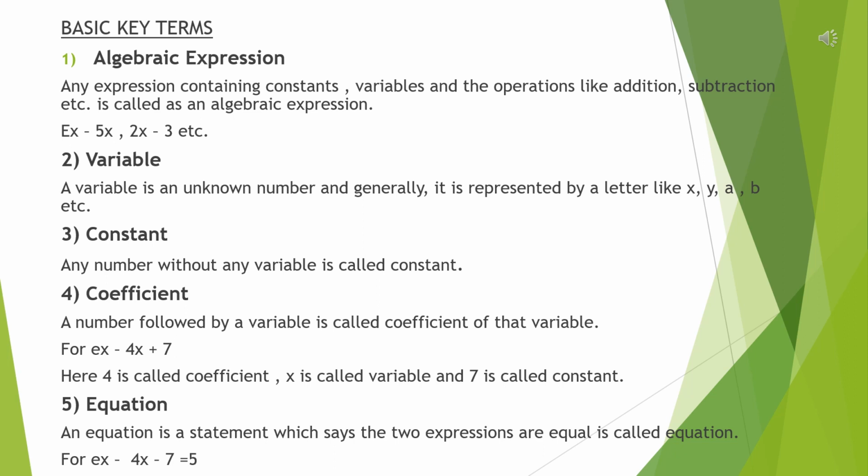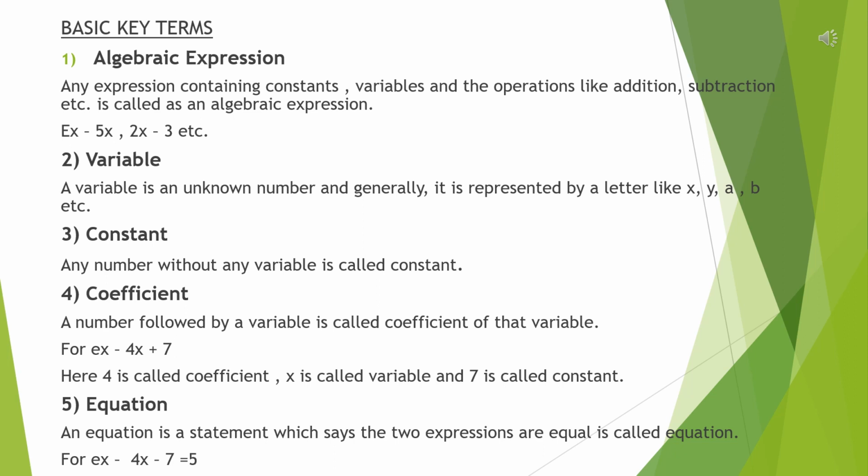First, algebraic expression. Any expression containing constants, variables, and the operations like addition, subtraction, etc. is called an algebraic expression. For example, 5x, 2x minus 3, etc. In simple words, we can say that an algebraic expression is the combination of constants and variables which forms by using these operations. Now, the first question arises, I used two terms in this definition.